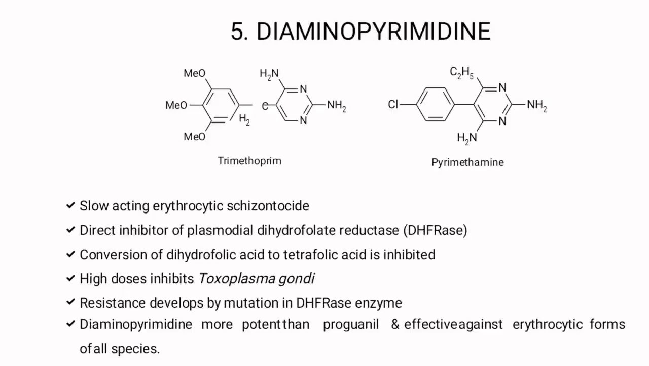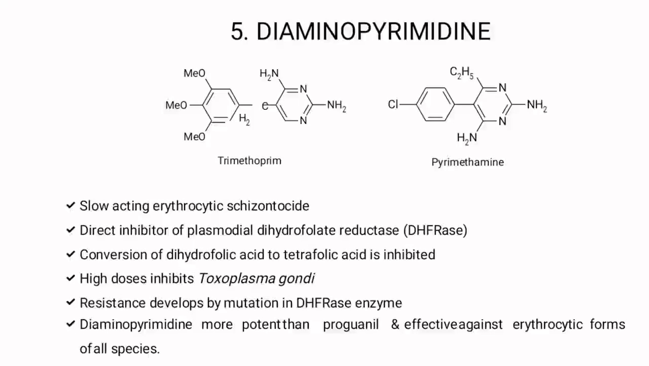The next compound is diaminopyrimidine. This is also a class of drugs. In this class, two drugs are categorized, trimethoprim and pyrimethamine. These have almost similar structures, with two rings in both and a pyridine ring in both.